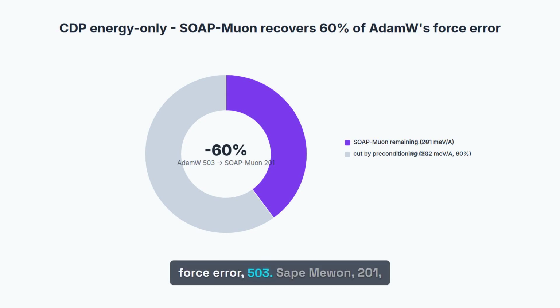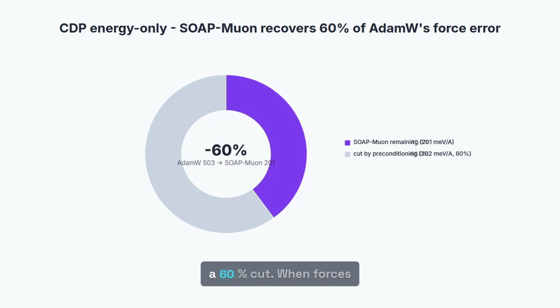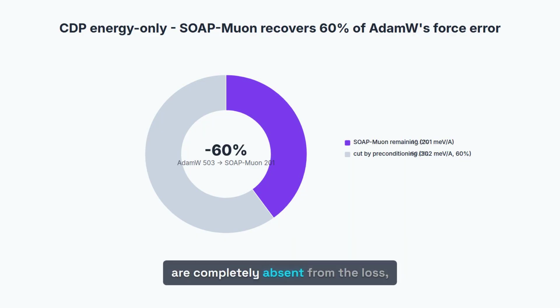AdamW force error, 503. SOAP Muon, 201, a 60% cut. When forces are completely absent from the loss, just preconditioning the gradient recovers most of the force accuracy that AdamW enjoyed with full supervision.